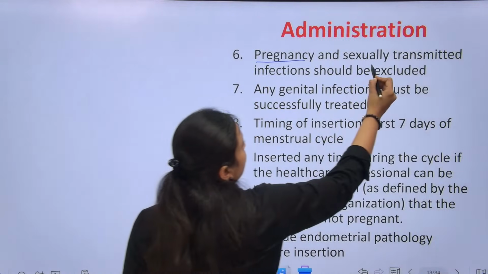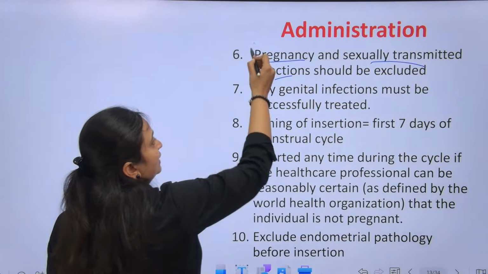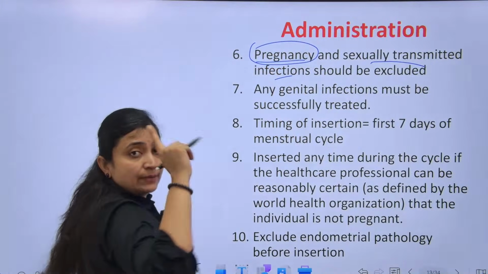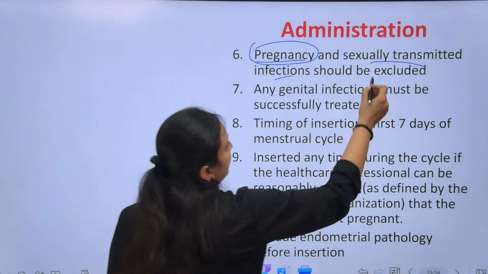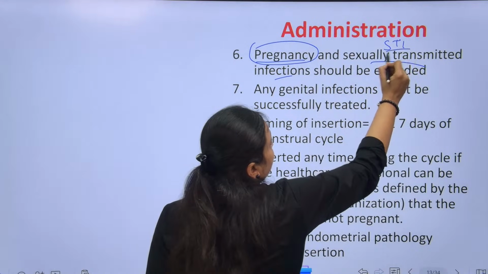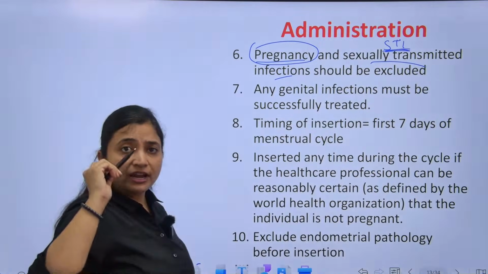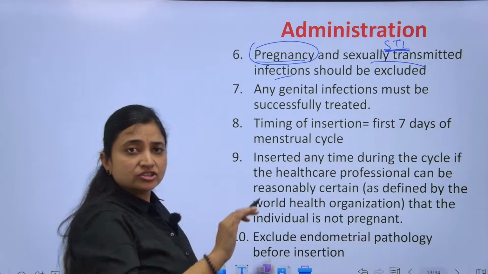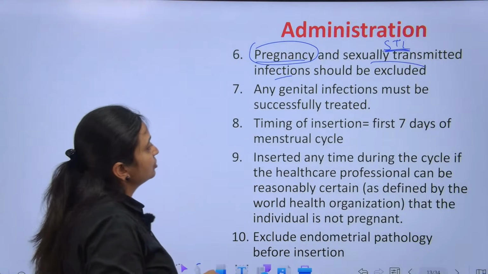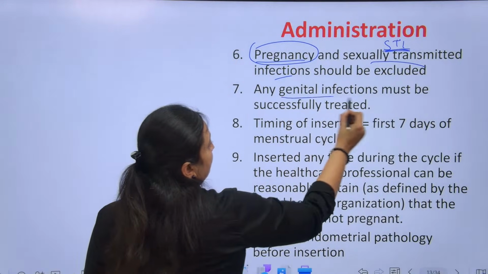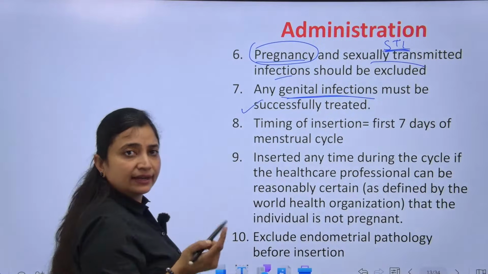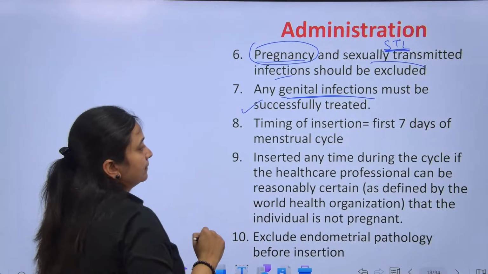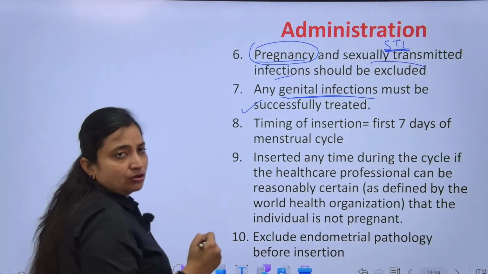Pregnancy and STI should be excluded. Pregnancy is a big no. The first absolute contraindication was pregnancy. Always rule out a pregnancy. And STI, definitely it is not going to protect, but you will have to see during the insertion there should be no local infection. Any genital infections, if present, first treat them and then take up the patient for insertion.